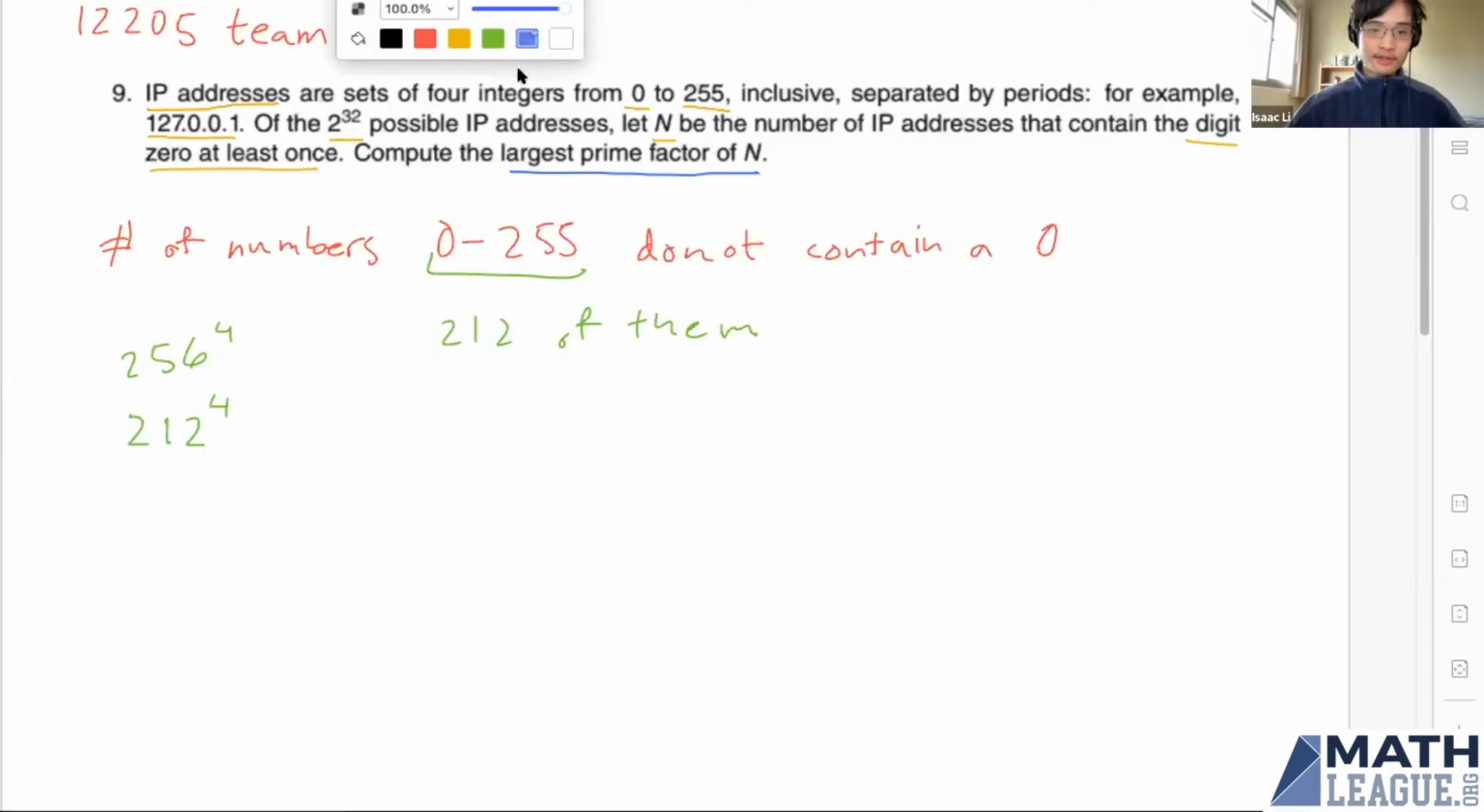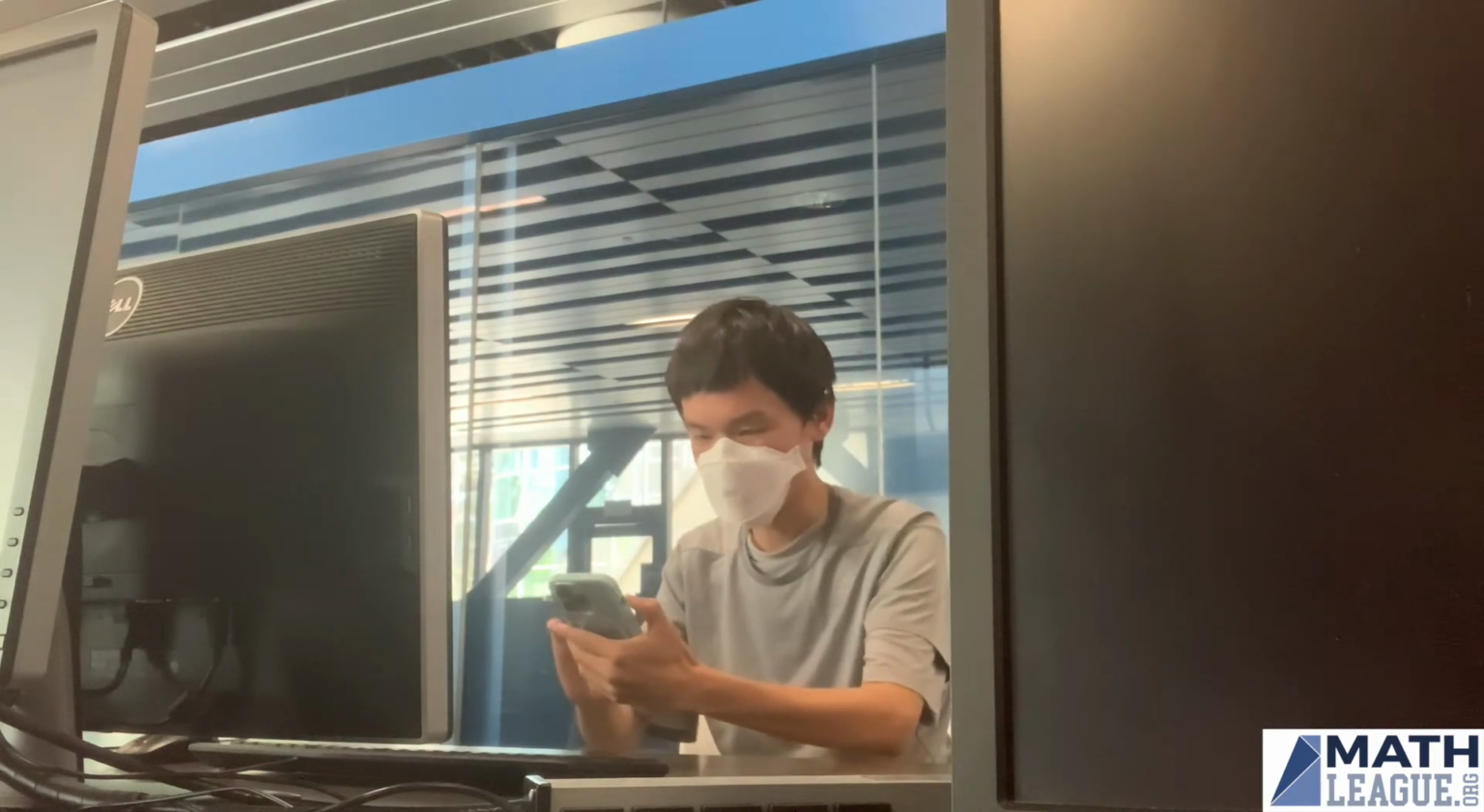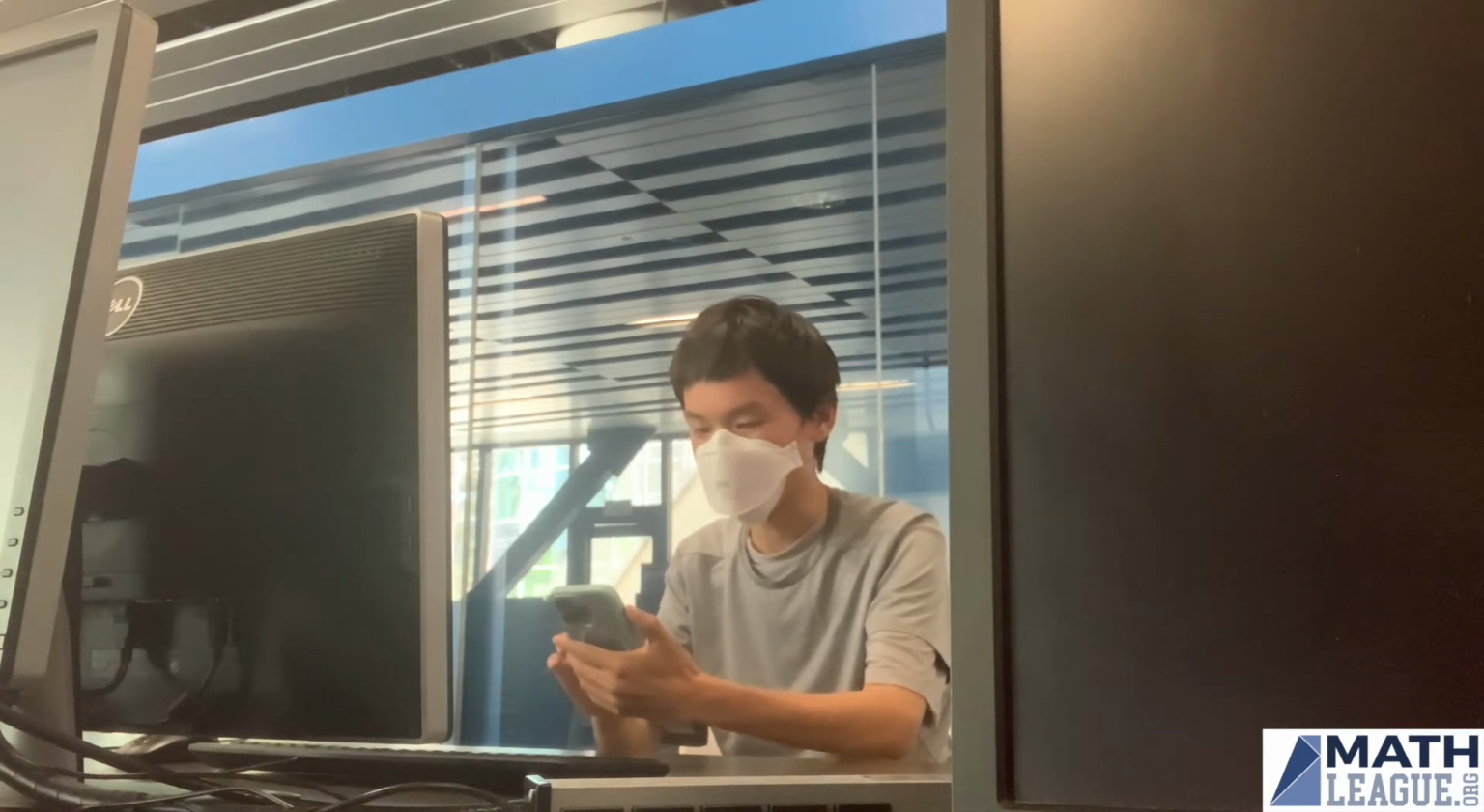So that's the combinatorics part of the problem. Now we know how many IP addresses contain the digit 0 at least once. But now we need to find the largest prime factor of n. Well, I have a calculator, fortunately, so I can input that out, and this ends up being 2,275,004,160. They really want us to factorize that?